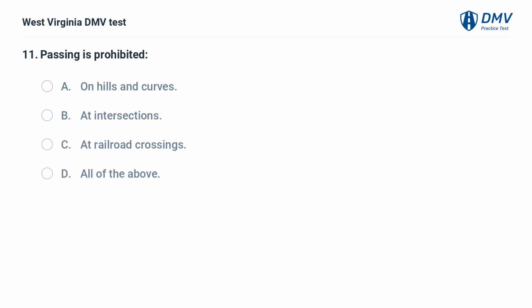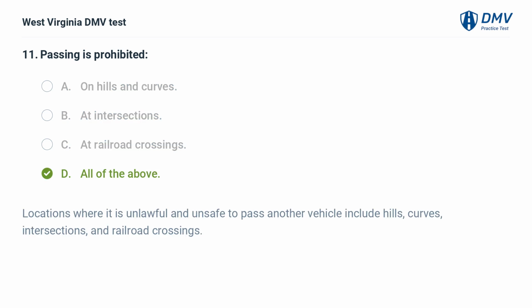Passing is prohibited. A. on hills and curves. B. at intersections. C. at railroad crossings. D. all of the above. Locations where it is unlawful and unsafe to pass another vehicle include hills, curves, intersections, and railroad crossings.